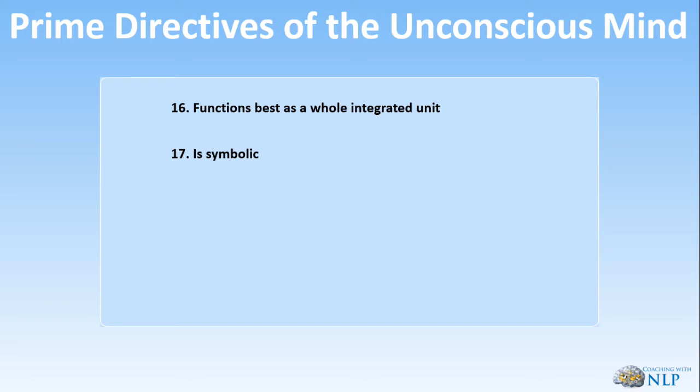The unconscious mind is symbolic, and it uses and responds to symbols. And each person will have their own symbols. Look at dreams as an example. We don't do dream interpretation. People ask, oh, what does that dream mean? Well, it's what does it mean to you? It's only true for the person who's dreamt it.